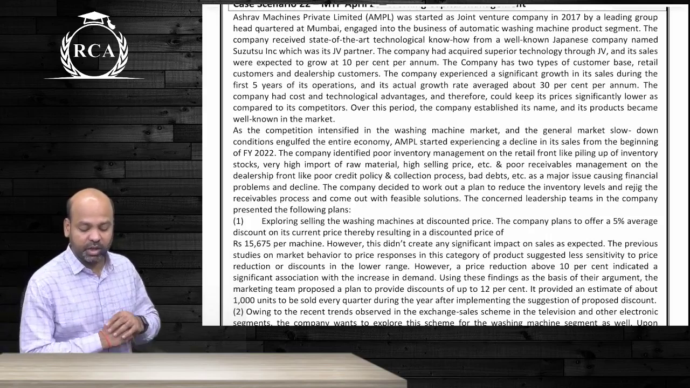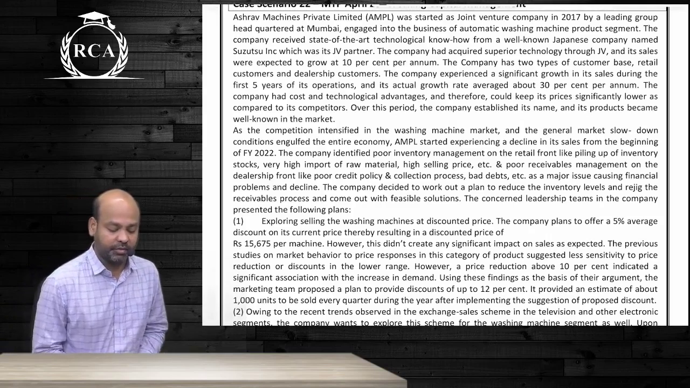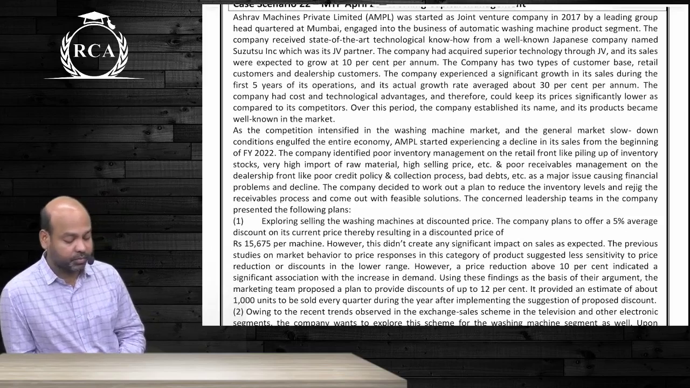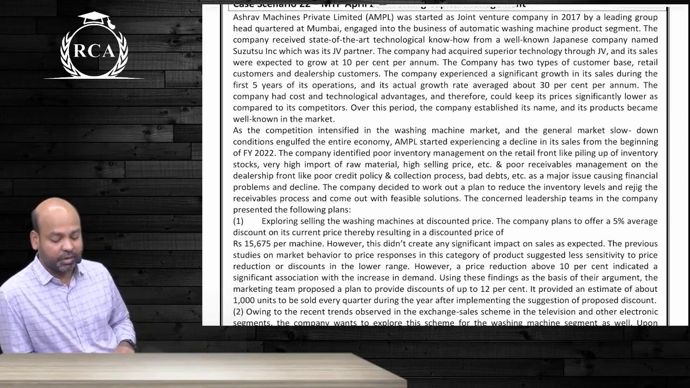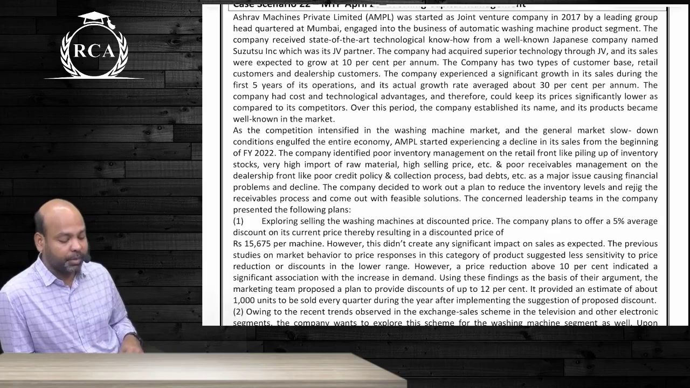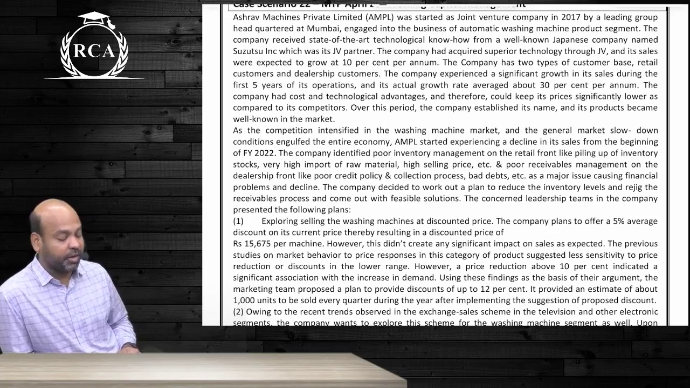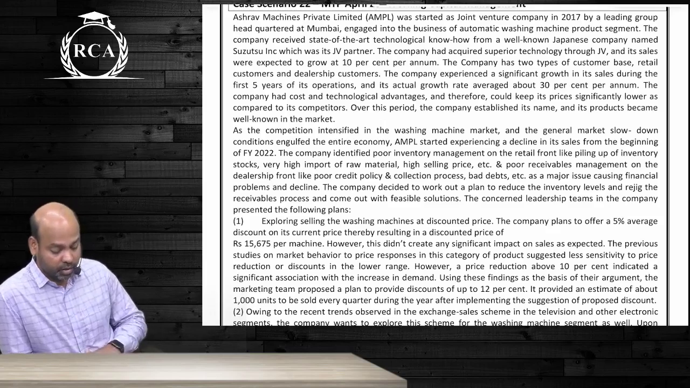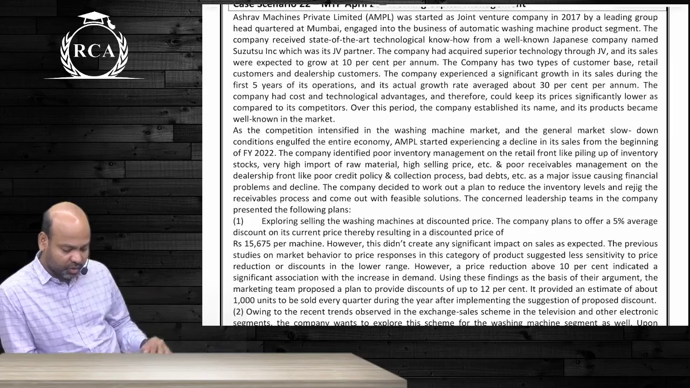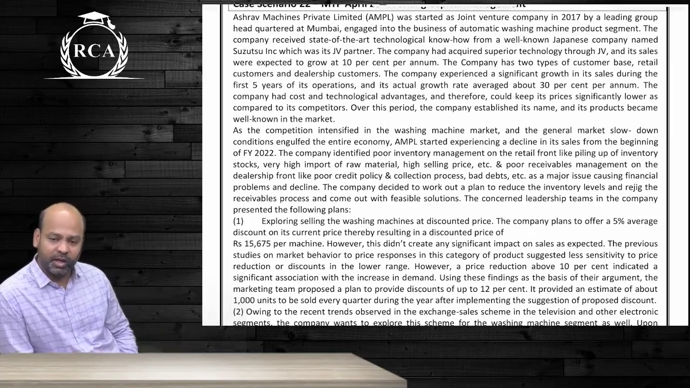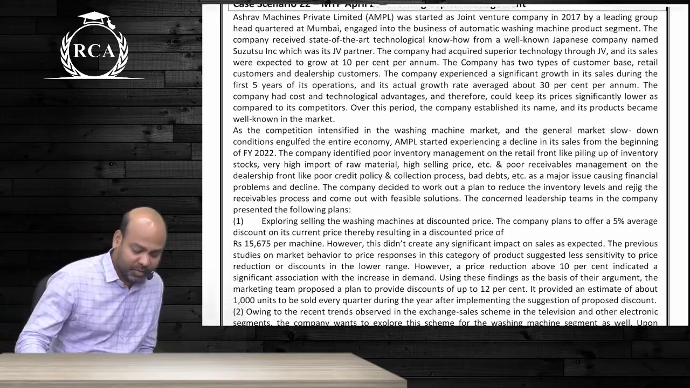The company experienced significant growth in its sales during the first 5 years of its operations, and its actual growth rate averaged about 30% per annum. The company had cost and technological advantages and therefore could keep its prices significantly lower as compared to its competitors. Over this period, the company established its name and its products became well known in the market. And the story continues, guys. The first two paragraphs are good, beta, they praised themselves, saying we are this, we are that, okay. I'll come to the requirement.